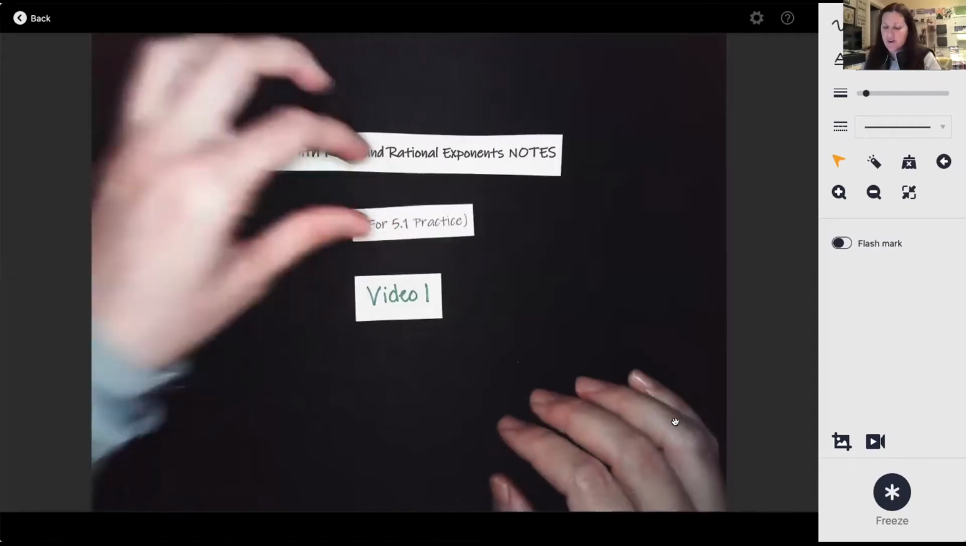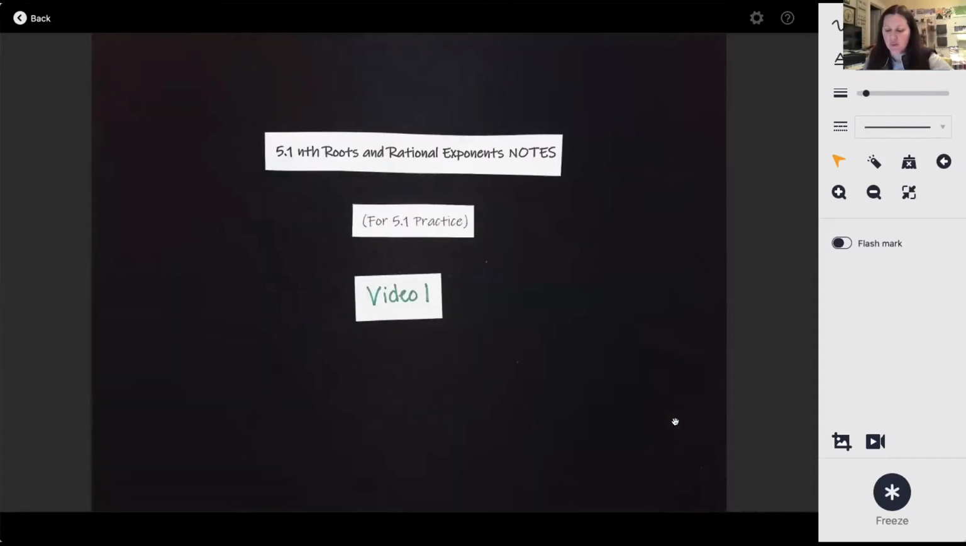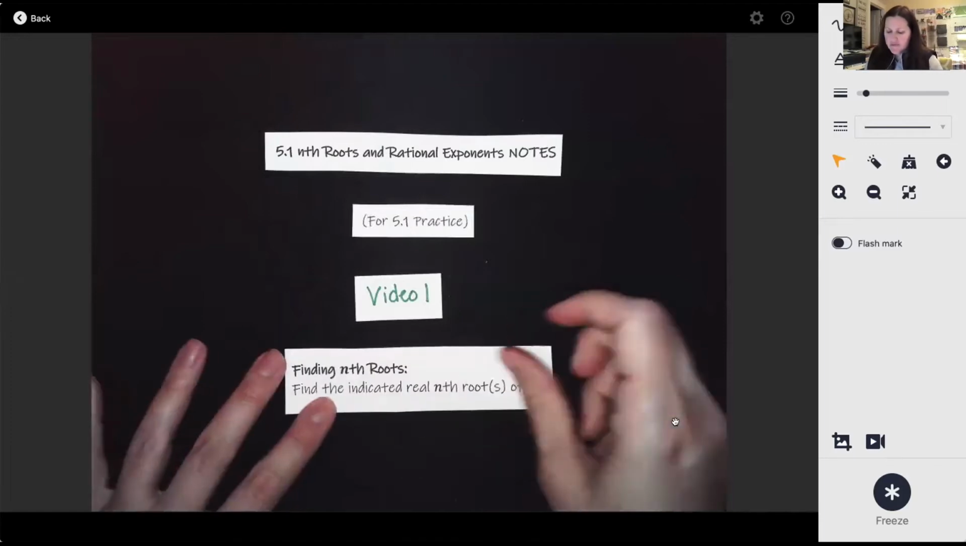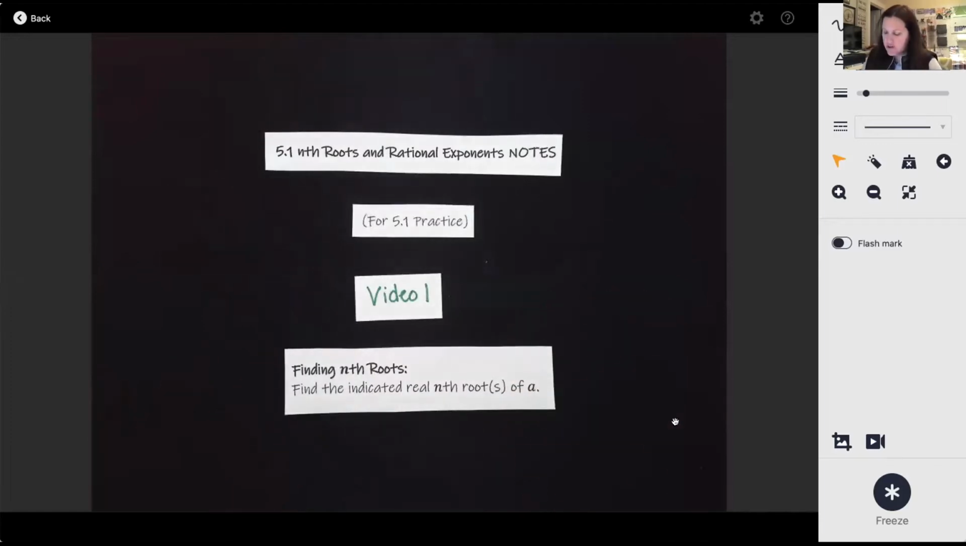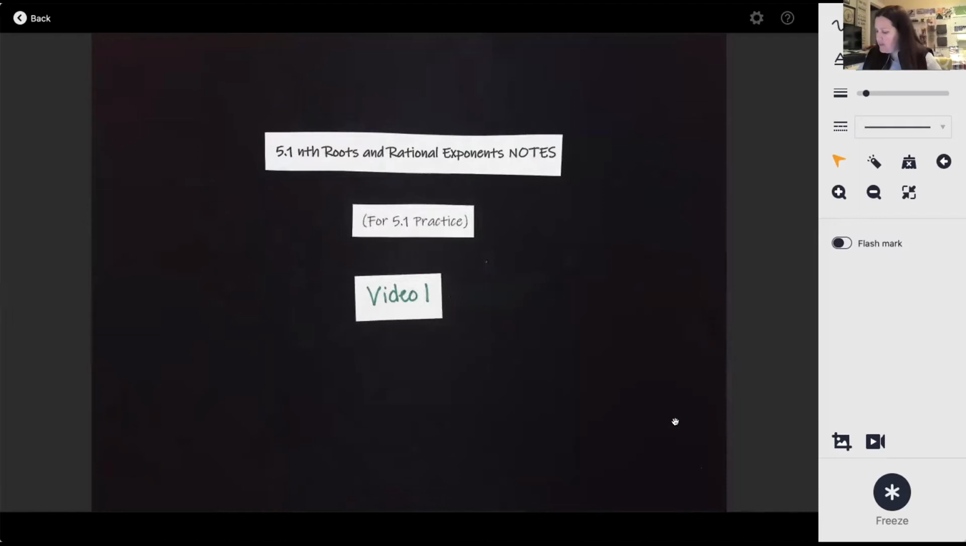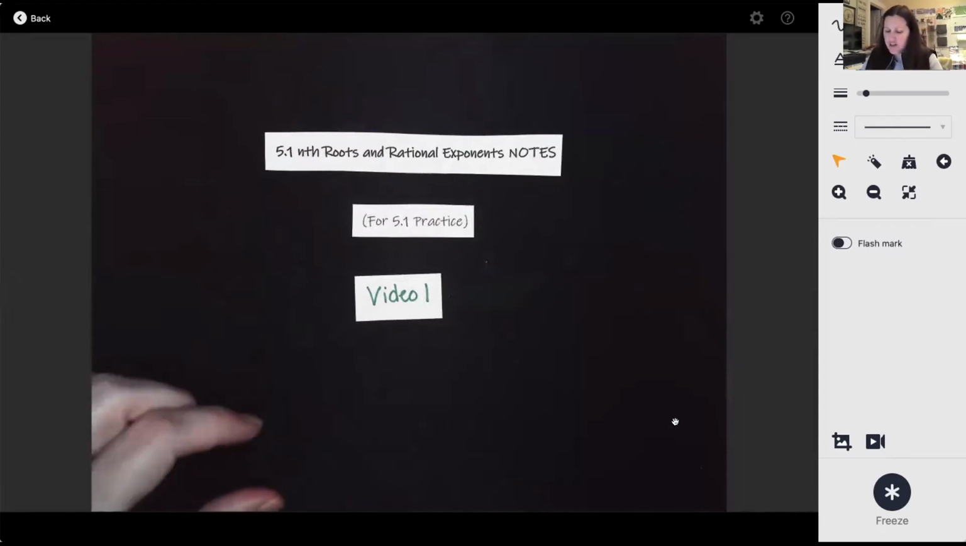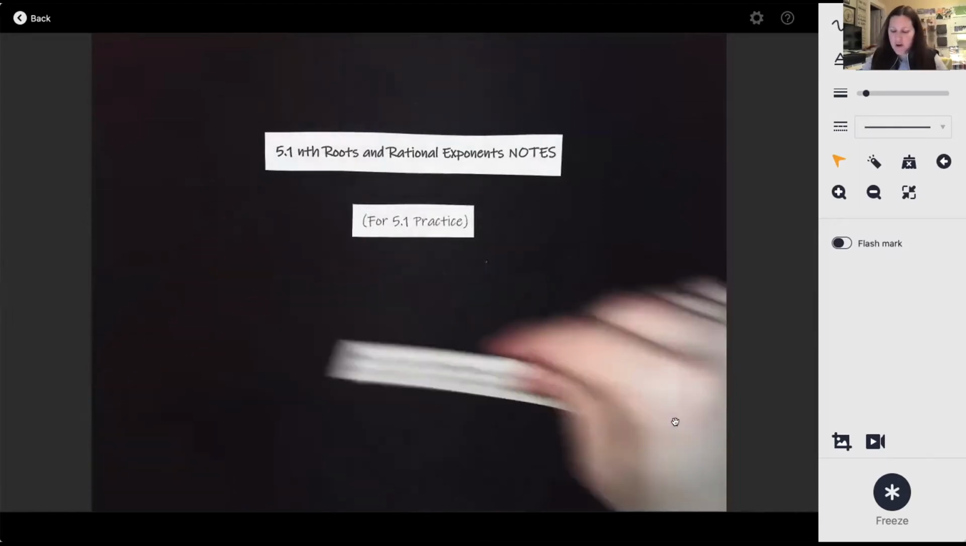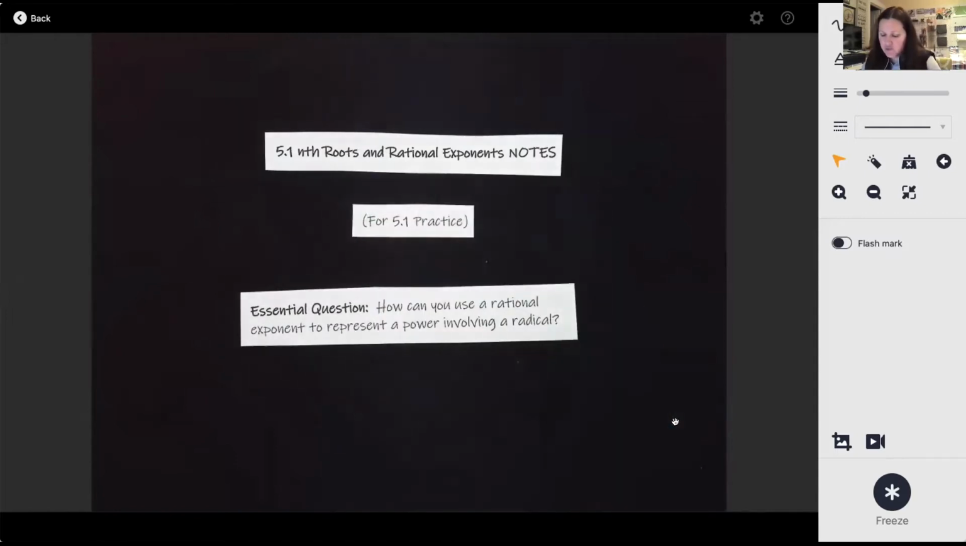So we are starting 5.1. It's the nth roots and rational exponents notes. This will help you with the 5.4 practice on big ideas. And this is going to be video number 1. We're going to be finding the nth roots. Okay. So the big essential question for 5.1 is how can you use rational exponents to represent a power involving a radical? Okay, so that'll make a little more sense as we go.